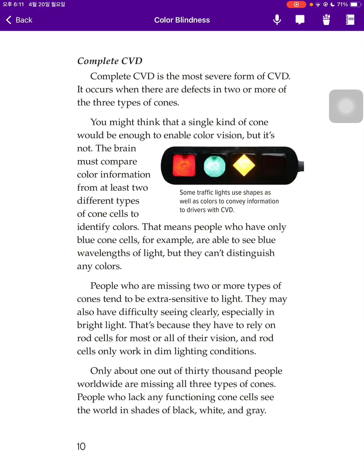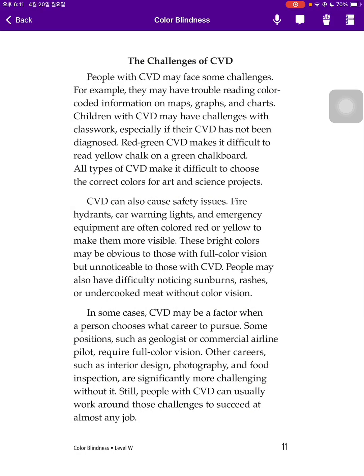Only about 1 out of 30,000 people worldwide are missing all three types of cones. People who lack any functioning cone cells see the world in shades of black, white, and gray. The challenges of CVD. People with CVD may face some challenges. For example, they may have trouble reading color-coded information on maps, graphs, and charts.